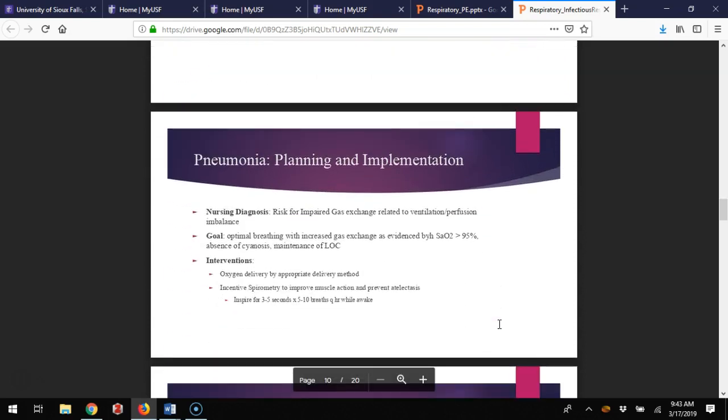Planning and implementation. So we can look at nursing diagnosis. So of course we're going to be at risk for impaired gas exchange. Our goal, of course, is to have them breathing well without labor and having SATs greater than 95% and maintaining their level of consciousness without cyanosis. Interventions, give them oxygen with this. Do incentive spirometry, trying to encourage them to breathe, as well as coughing, turning frequently, and using those deep breathings.